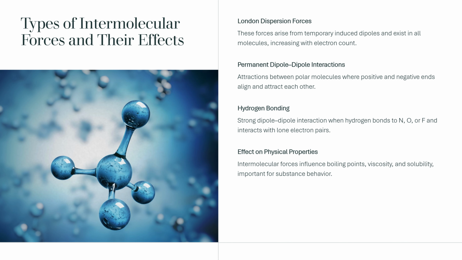and hydrogen bonding. London dispersion forces arise from temporary induced dipoles and are present in all molecules. Their strength increases with the number of electrons. Permanent dipole interactions occur between polar molecules, where the positive end of one molecule is attracted to the negative end of another. Hydrogen bonding is a particularly strong form of dipole interaction that occurs when hydrogen is bonded to nitrogen, oxygen, or fluorine and interacts with a lone pair on a neighboring molecule. Hydrogen bonding explains the unusually high boiling point of water and the solubility of alcohols.